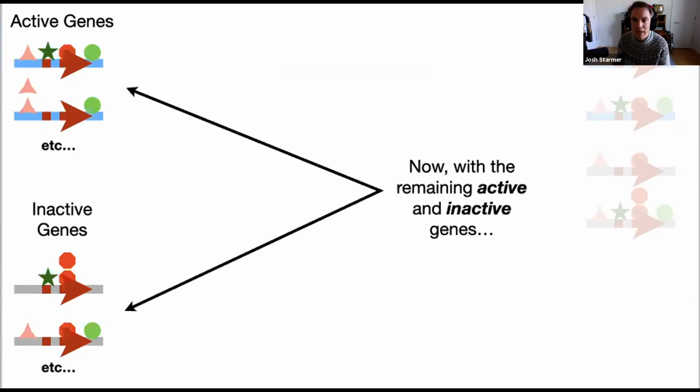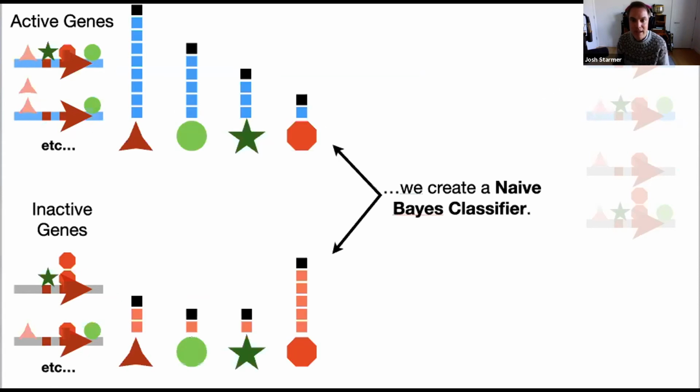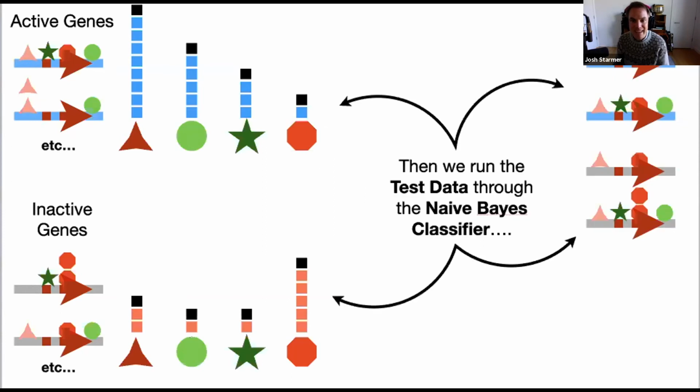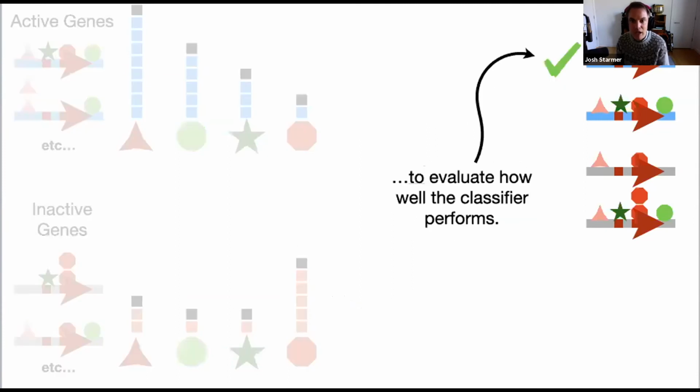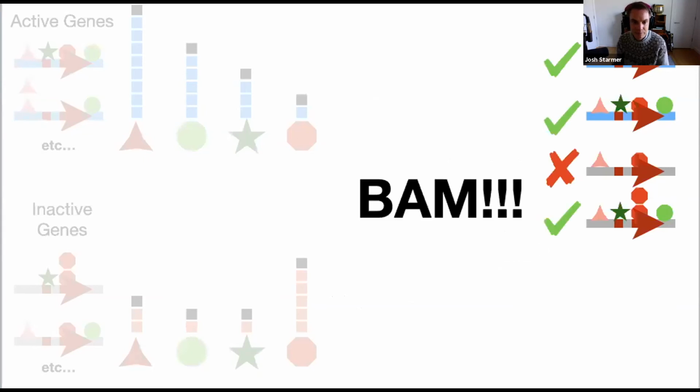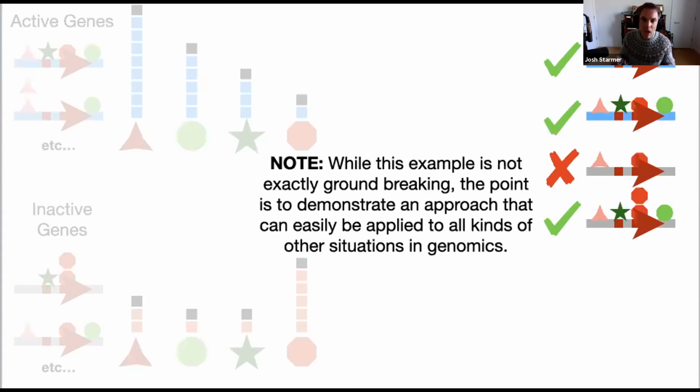Now, with the remaining active and inactive genes, we create a naive Bayes classifier. Then we run the test data through the naive Bayes classifier to evaluate how well the classifier performs. Bam! Note, while this example is not exactly groundbreaking, the point is to demonstrate an approach that can be easily applied to all kinds of other situations in genomics.